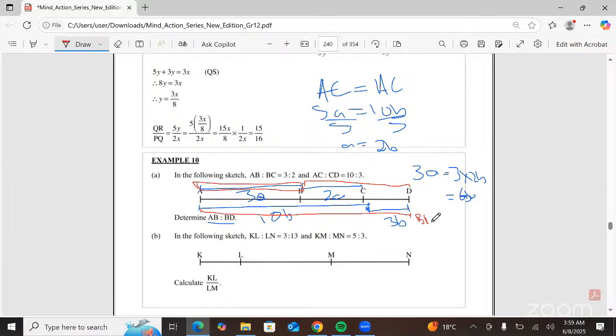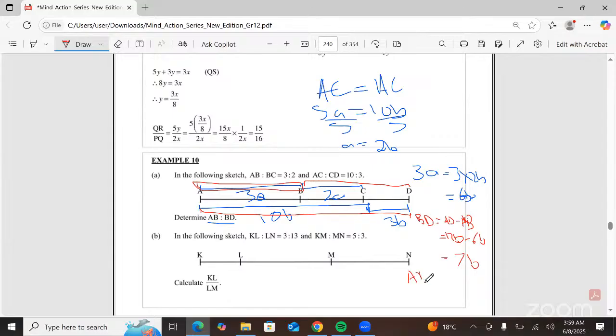Now BD is equal to AD minus AB. AD is 10 plus 3, which is 13b, minus AB, which is 3a, and 3a we said is 6b. Now 13 minus 6 gives me 7. Yes, sir. Okay, then it gives me 7b.